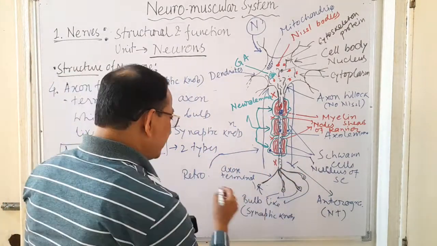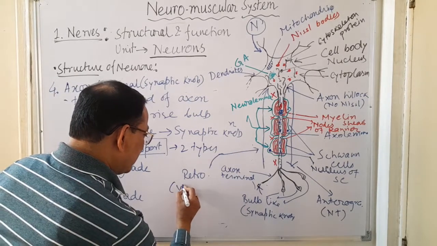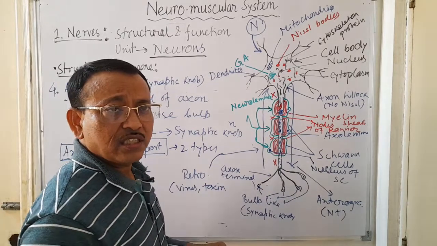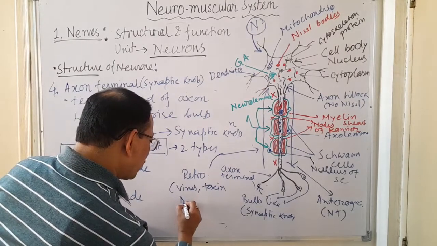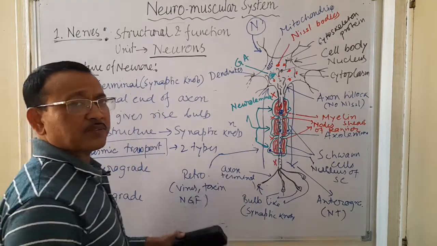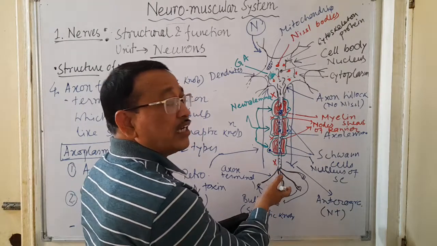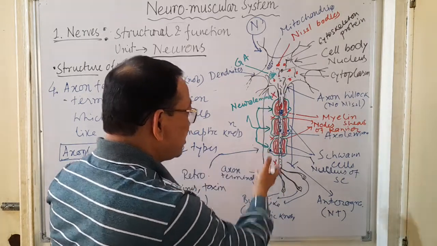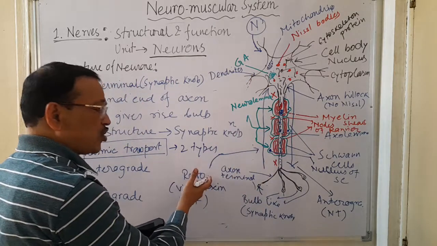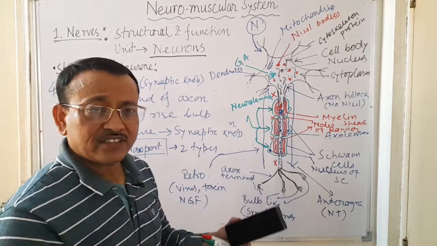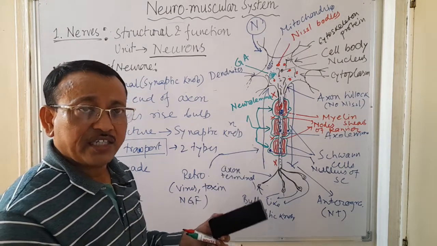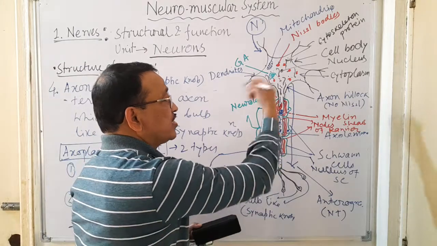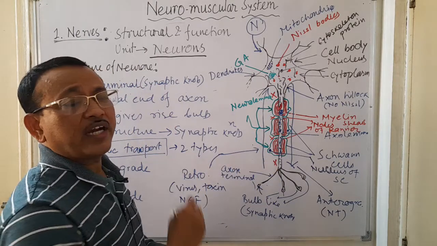Whereas some substances like viruses, different toxins, the important one being tetanus toxin, and different nerve growth factors, are all transported in the opposite direction, that is from the synaptic knob towards the cell body, and this direction of transport is known as retrograde transport. Examples are some viruses, some toxins like tetanus toxin, and also some nerve growth factors. These are transported in the reverse direction, and thereby this is known as retrograde transport.